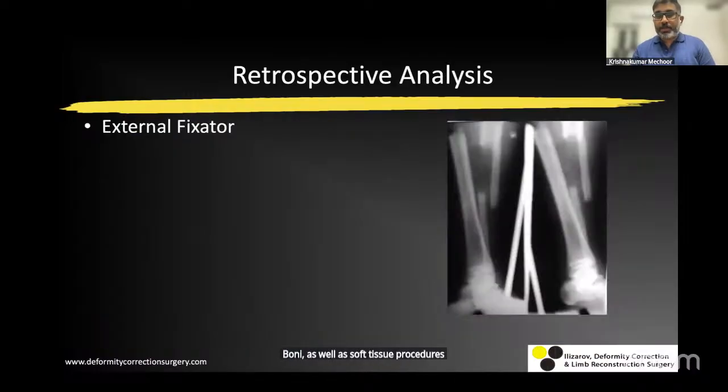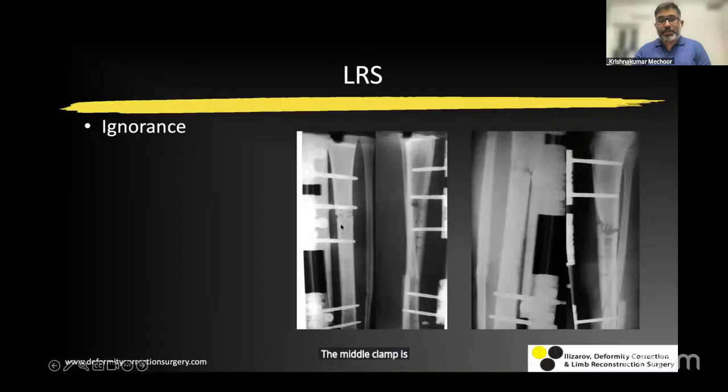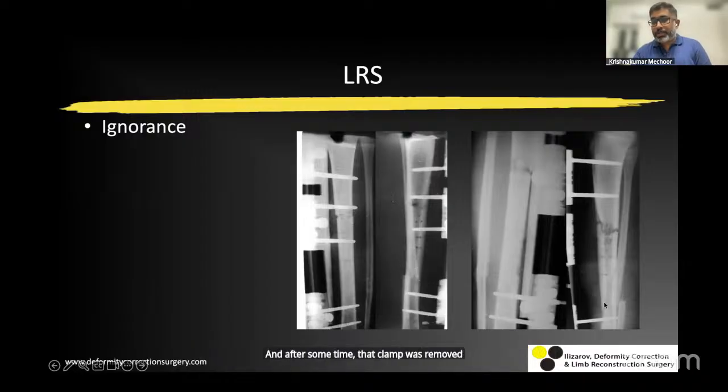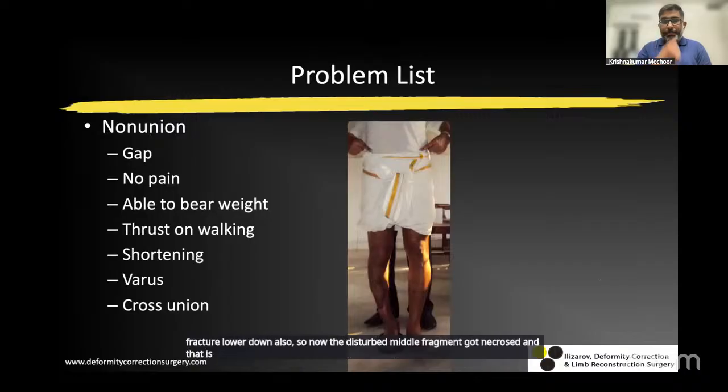This was his initial picture, the first fracture picture, which was treated by an AO external fixator and later converted to an LRS. You can see that in the middle clamp, one pin is on the proximal fragment and one pin is on the distal fragment. After some time, that clamp was removed, and you can see that there is a fracture lower down also. So now the distal middle fragment got necrosed, and that was removed.